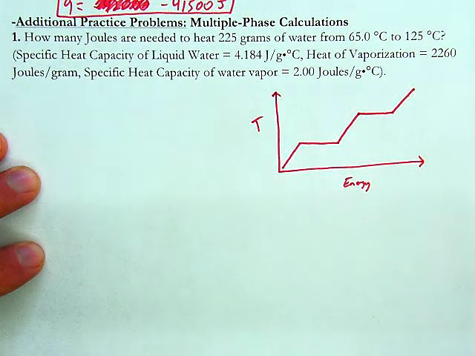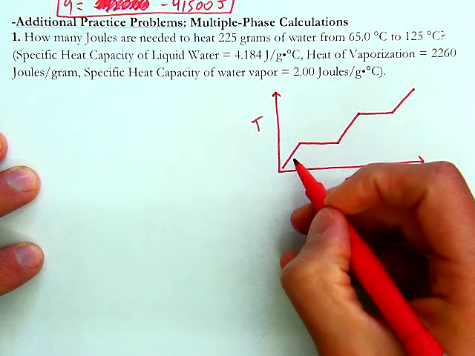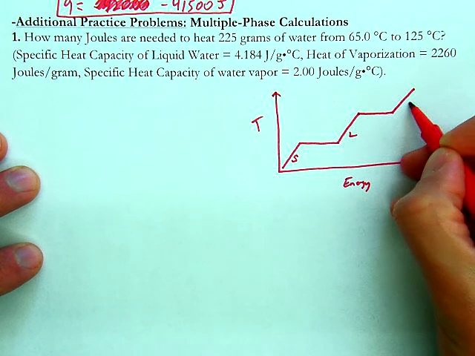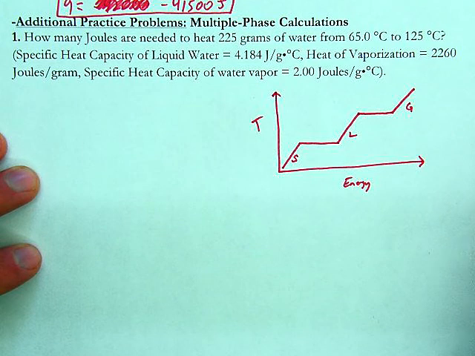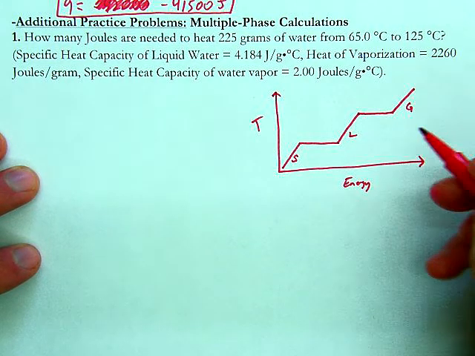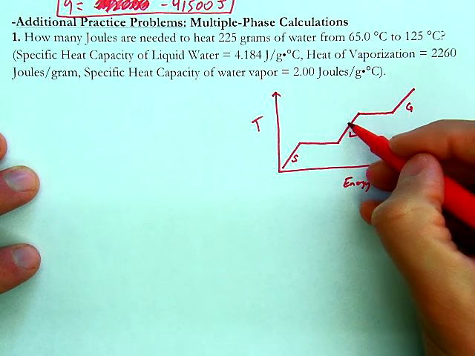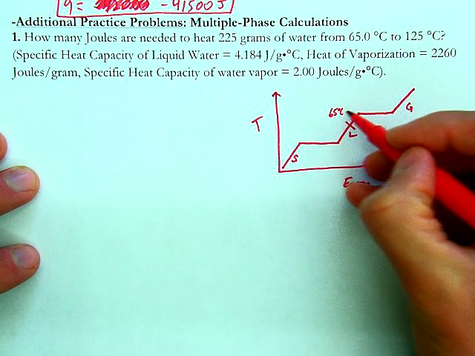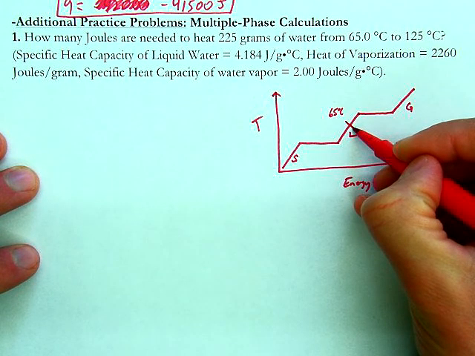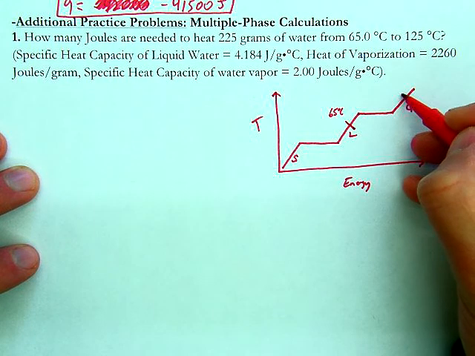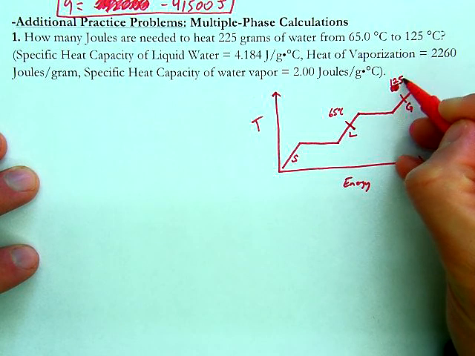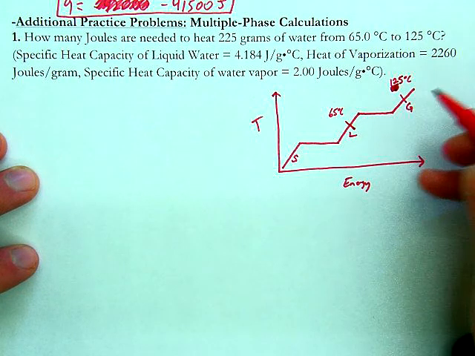So this is just a generic one. This section down here is the solid section, this is the liquid section, and this is the gas section. In this calculation, this problem, we are taking liquid water from 65 degrees Celsius, right here, and it's going up to 125 degrees Celsius.